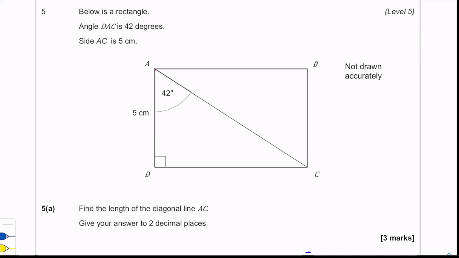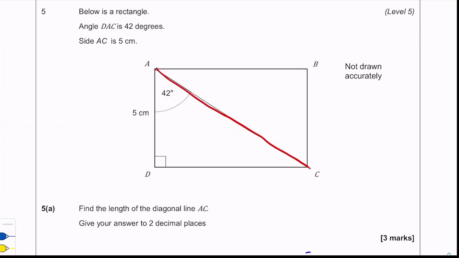Alright, so our next question is a bit harder because the diagram isn't just one triangle. You know, we've got a rectangle with 2 triangles. Anyway, let's see what the question actually wants. So we're told this is 42 degrees, that's 5 centimeters. We've got a right angle. Okay. What do we need to do? We need to find the length of the diagonal line AC. Okay, so let's just highlight that.